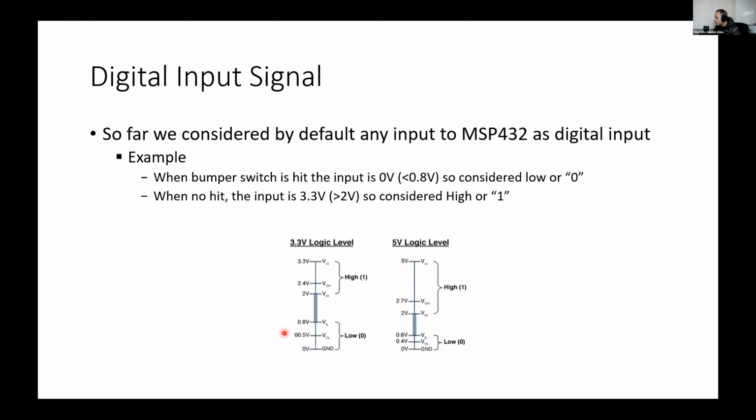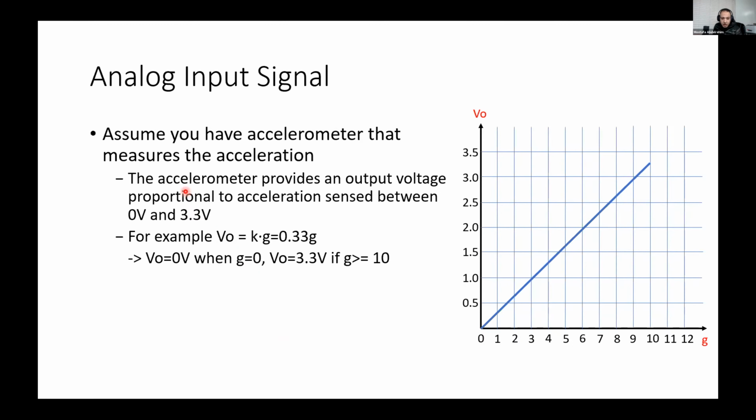But how about, for example, if you have a module called an accelerometer? We don't have this module in our microcontroller, but it is basically a sensor that measures acceleration. If there is acceleration, which means the speed is increasing over time and is not constant, then this module will measure it for you. Let's assume we have this sensor, although we don't, and it can convert the acceleration G into a measured voltage between 0 and 3.3.